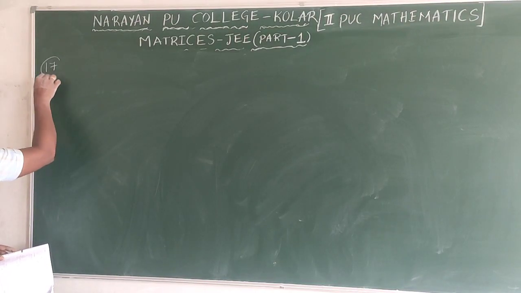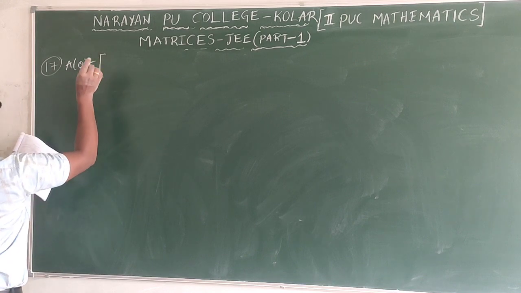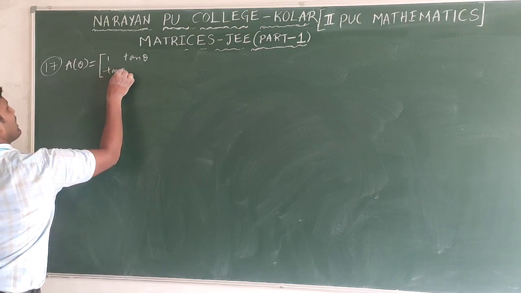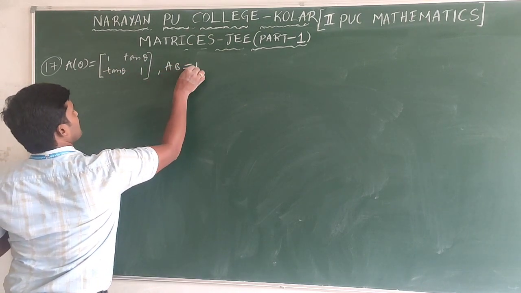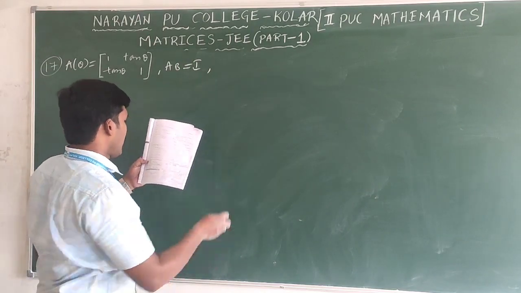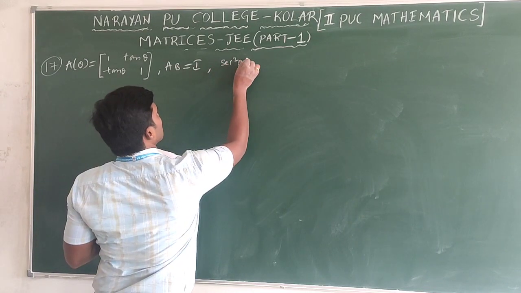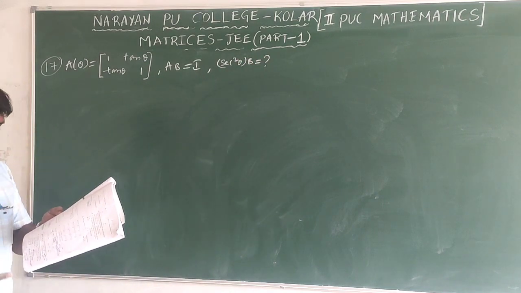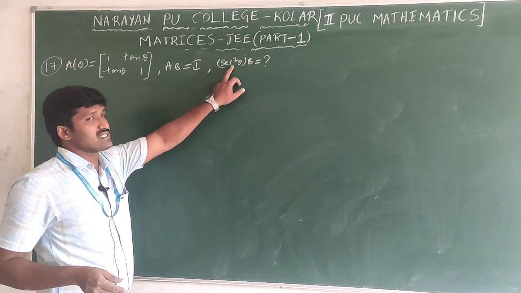Next, question number 17. A of theta, the matrix is given: 1, tan theta, minus tan theta, 1, and they gave A B equal to I. We need to find B. A small correction in that question: cos square theta into B is given, that is not cos square theta, it is secant square theta into B. We need to find it in terms of A of theta, A of minus theta like that. Change the value: cos square theta is not, it is secant square theta.